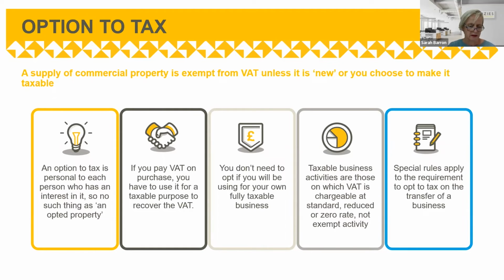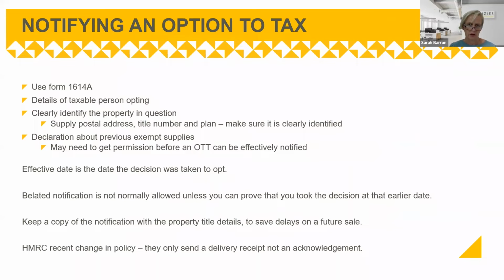So you don't need to opt to tax to use the building if you're using it wholly for your own taxable business purposes. And those taxable business purposes are anything that you're doing on which VAT is charged at standard, reduced or zero rate. So once you make that decision to opt to tax the building, it's a two-stage process. You have to take the decision and you have to notify HMRC, and it becomes effective when both of those things are in place, the decision and the notification.